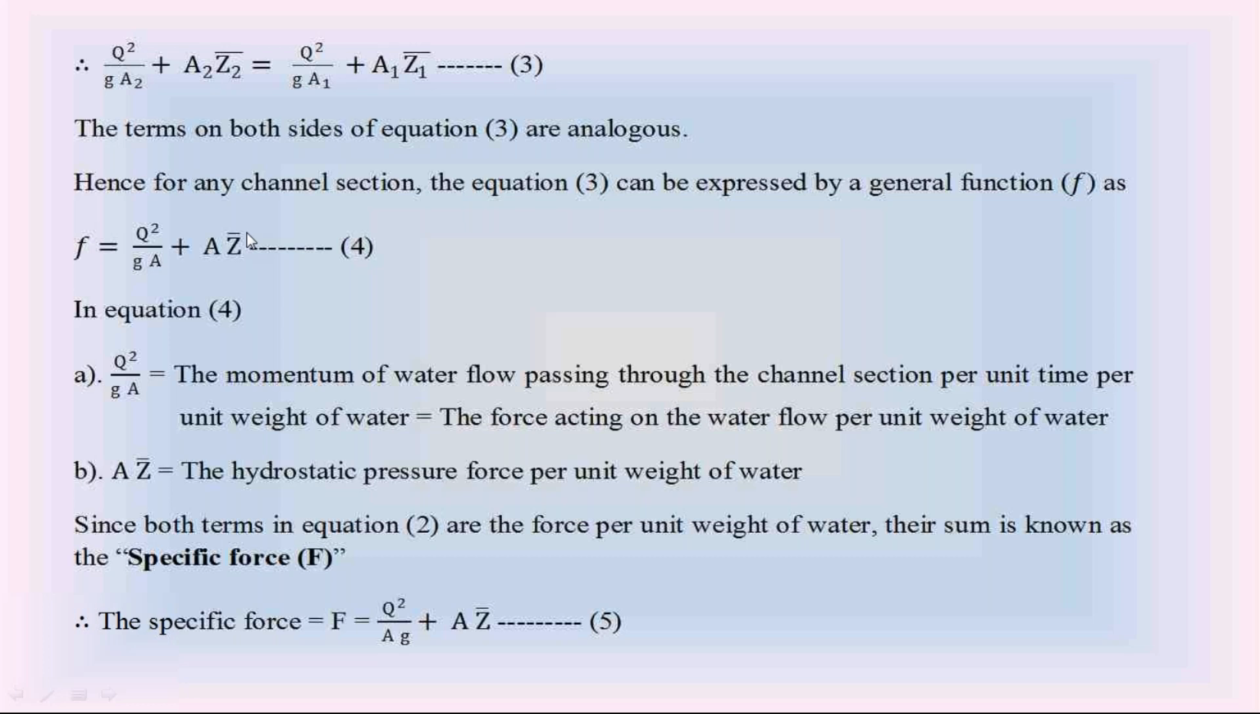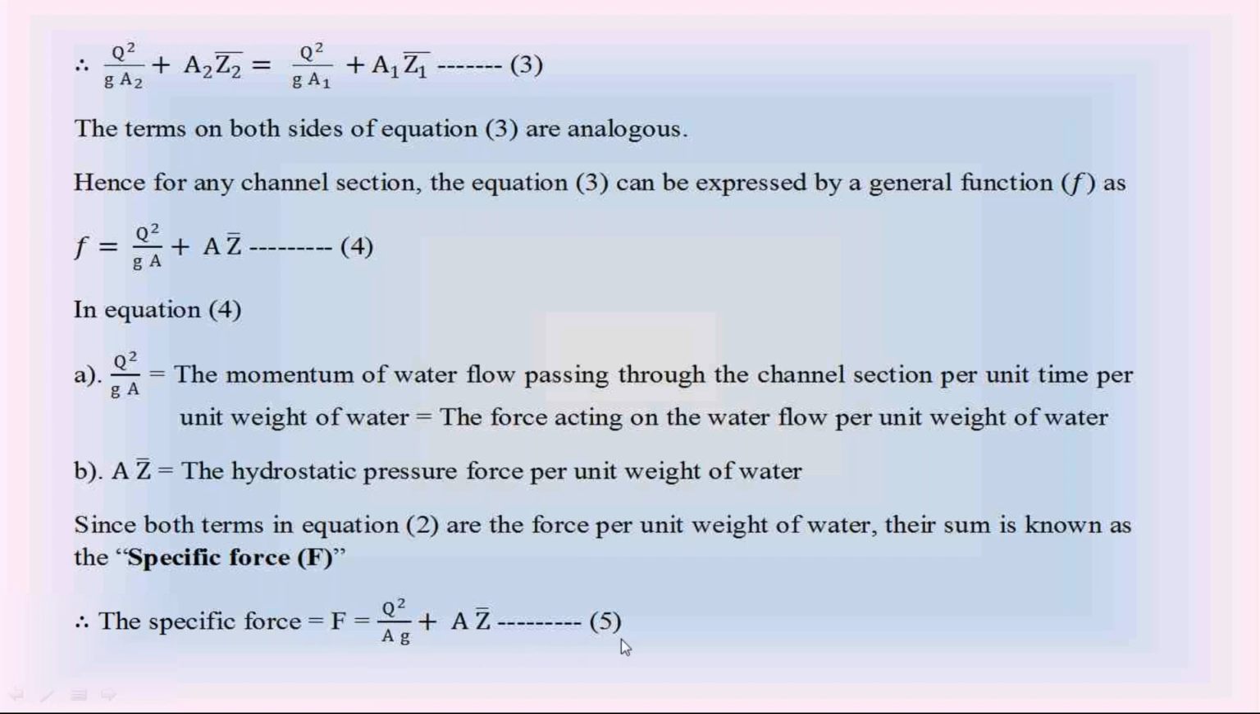Already we discussed q square by gA plus A Z bar is called the specific force of water flow in the hydraulic jump. So in that equation 4, q square by gA plus A Z bar is called the specific force of water flow in the hydraulic jump. Here we represent the specific force as F. F is equal to q square by gA plus A Z bar.